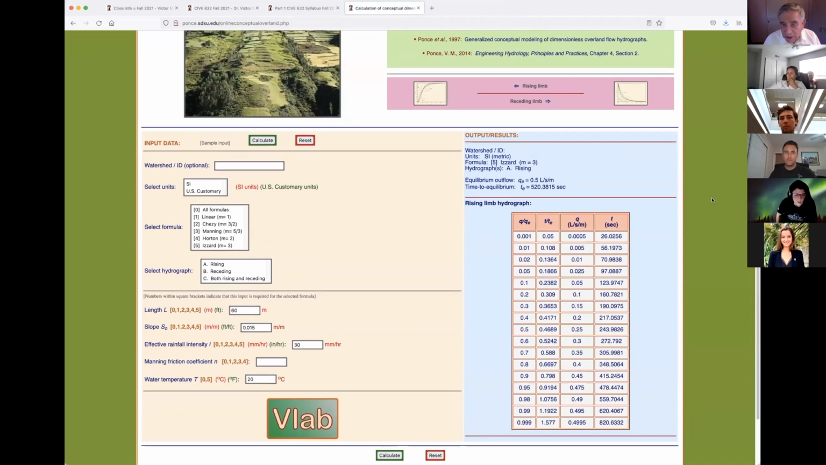And this is the calculation, and these numbers are correct. The equilibrium outflow is 0.5 liters per second per meter, because this is an overland flow plane calculation, and the time to equilibrium is 520 seconds. So as you can see, we have solved this problem for the 5 versions plus the kinematic wave completely. All formulas, no, these 5 formulas, the kinematic wave is not here. Okay, so that's just an example. You can try it out on your own time, and you can see how it works and so forth.